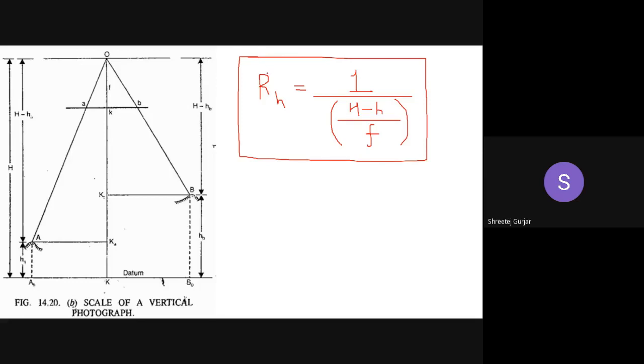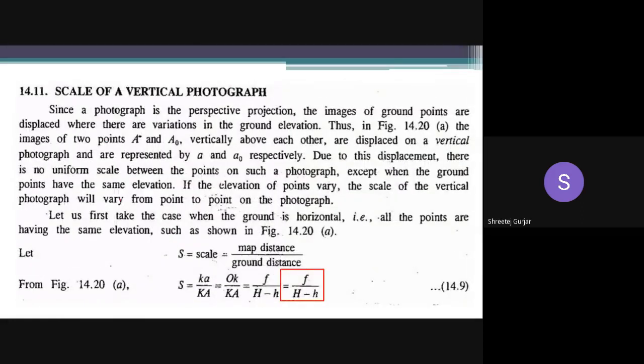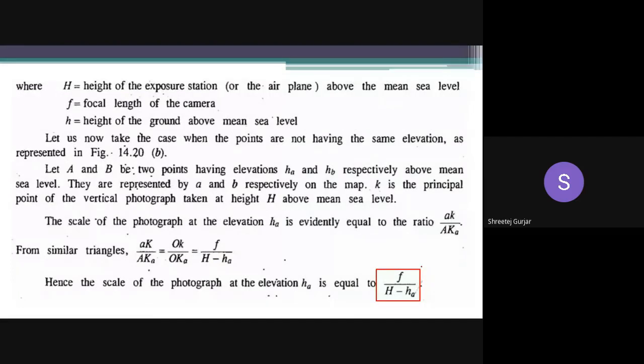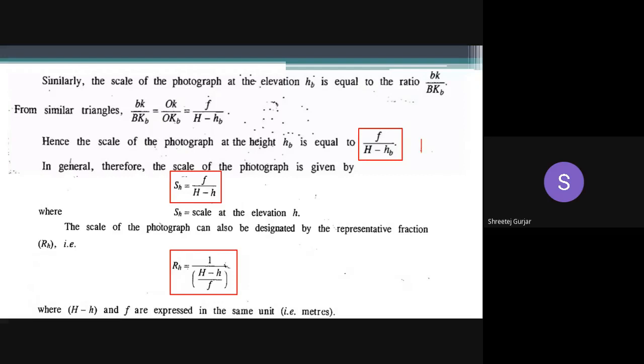Okay, so I hope the derivations are clear, the derivation of the scale of a vertical photograph. This is the first case, case number 1, when the ground is level. I have explained all these things to you; this is the scale which we have derived for the first case. Similarly, this is for the second case, for point A, and similarly for point B. This is the general equation, and this is the representative fraction.